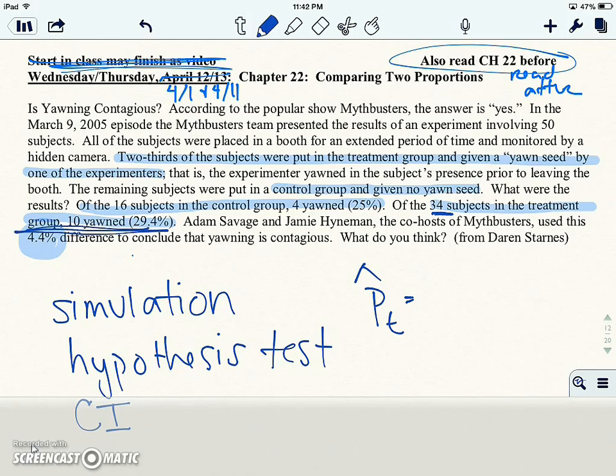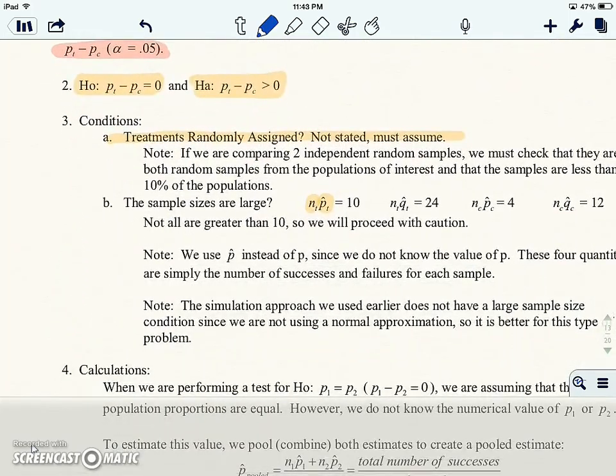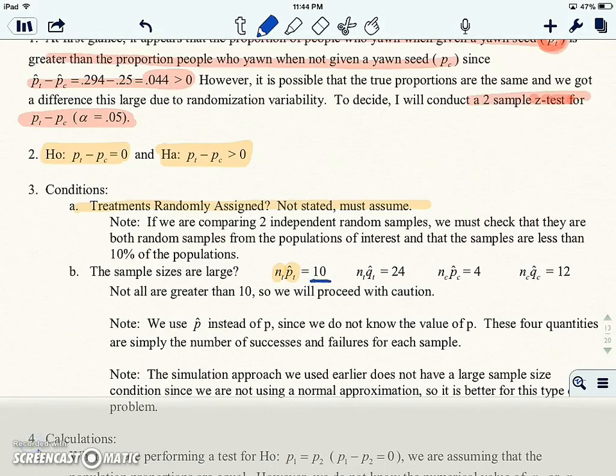So that is 29.4%. So if we wanted n times p, or n of treatment times p hat of treatment, well, there were 34 subjects in the treatment group times 29.4% that yawned. And that is where we get this 10, or it's actually 9.99, but it rounds to 10. Again, this was the 34 people in the treatment group times the 0.294 proportion that yawned.